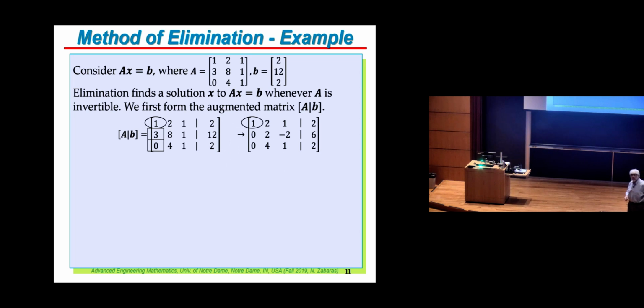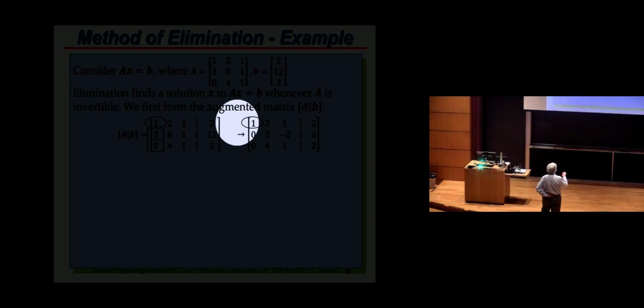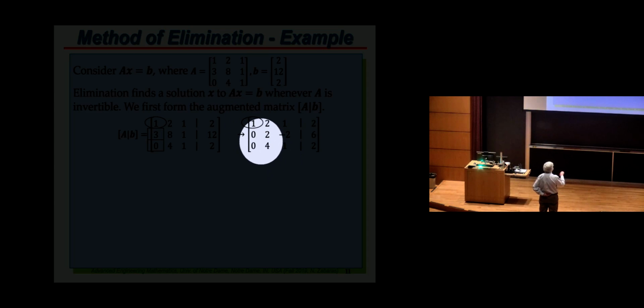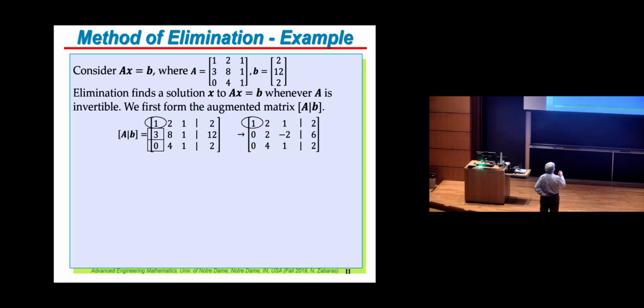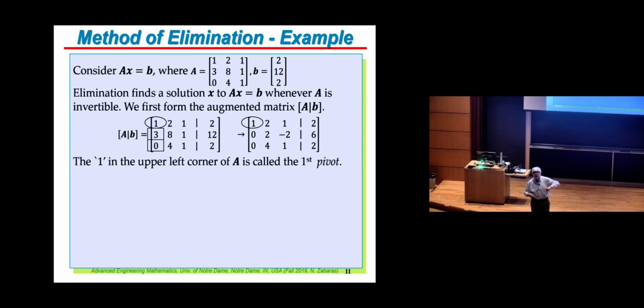What's the next step now? What should we get rid of? 4. Everybody agrees we need to get rid of that 4? All right, okay, so I can go fast. Can you tell me what the multiplier is to get rid of 4? 2. So we're going to subtract 2 times row 2 from row 3. We agree? All right, 2 times row 2 from row 3.